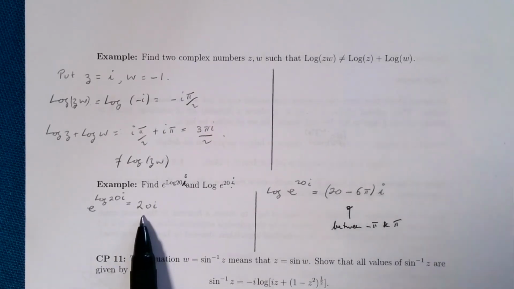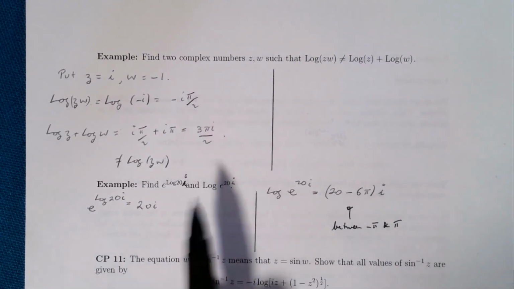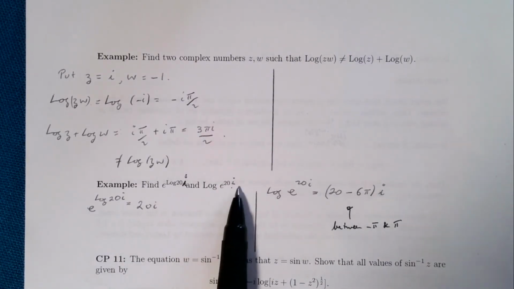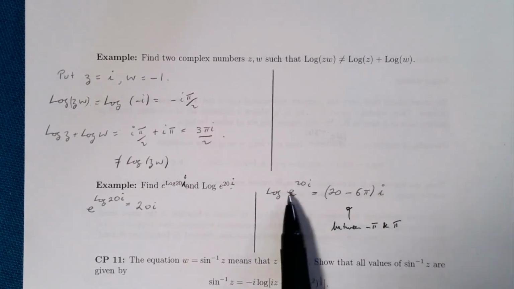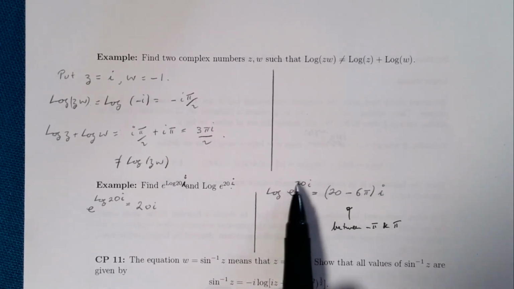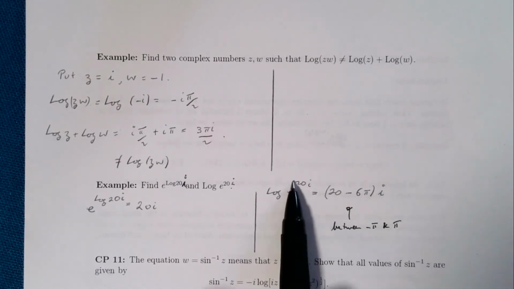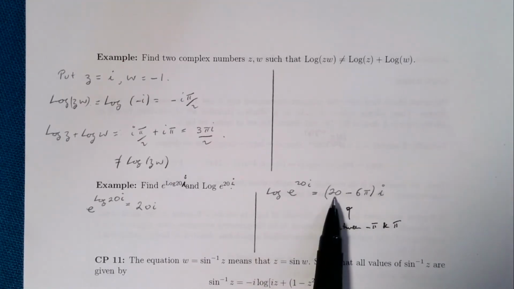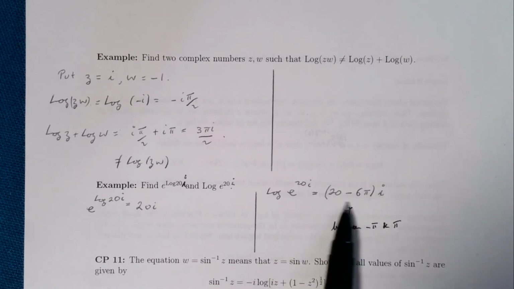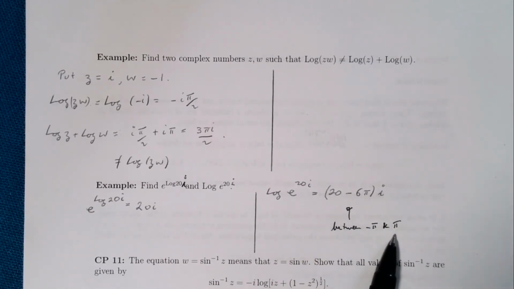So that's perfectly good. On the other hand, the log of e to the 20i, you might hope that the answer is 20i, but it's not, because you've got to go back to the definition. So the log of e to the 20i: the modulus is 1, so ln 1 is 0, and at the moment this is e to the i theta, so the argument at the moment is theta, but that's not principal. So we have to subtract off 2 pi as often as we need to make sure that this lies between minus pi and pi, that it's a principal argument.